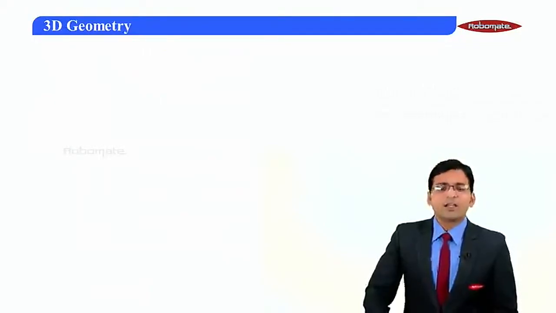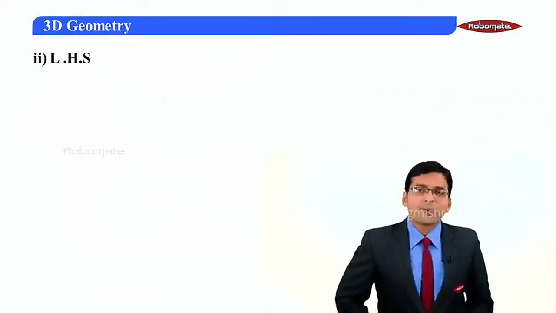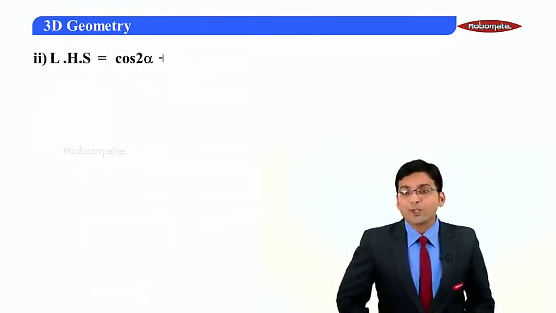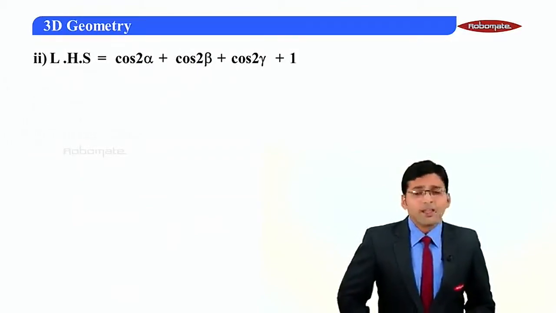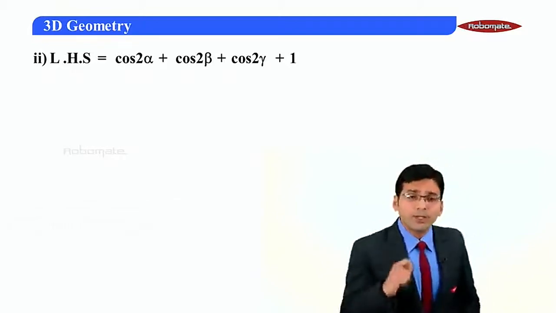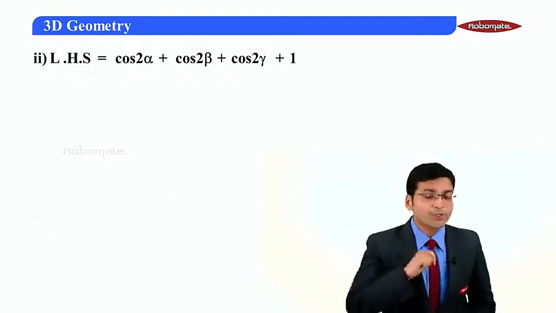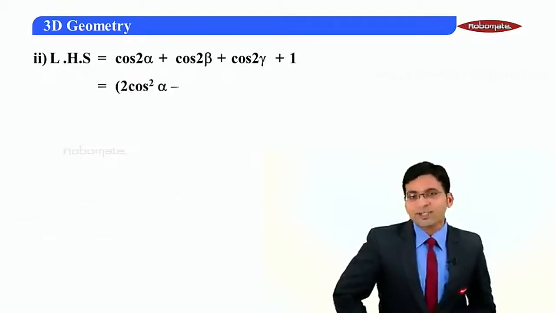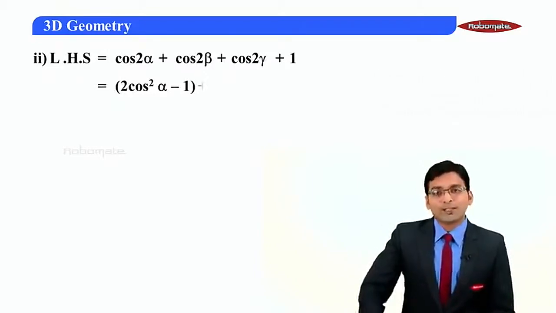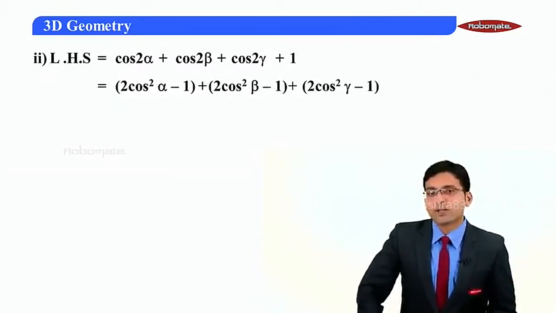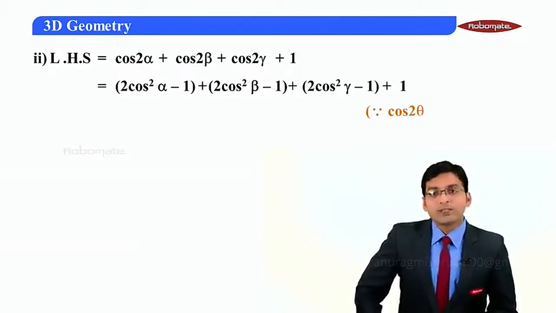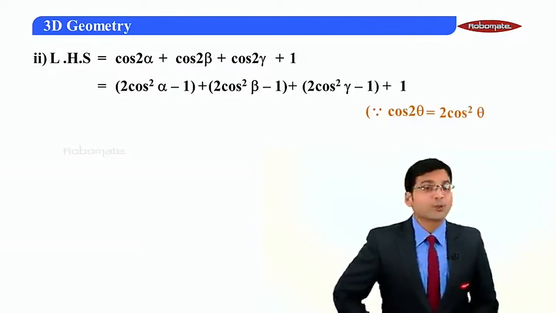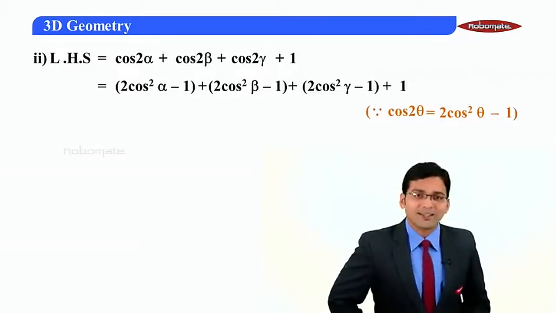Fine students, let us start with the second. Second question, LHS has cos 2 alpha plus cos 2 beta plus cos 2 gamma plus 1. Now every time we see relation between alpha, beta, gamma, we go to cos square, right? And therefore we say 2 cos square alpha minus 1 plus 2 cos square beta minus 1 plus 2 cos square gamma minus 1 plus 1. This will be, that is because cos 2 theta is 2 cos square theta minus 1.